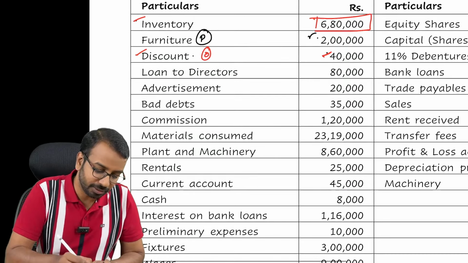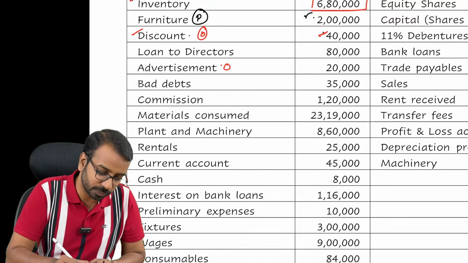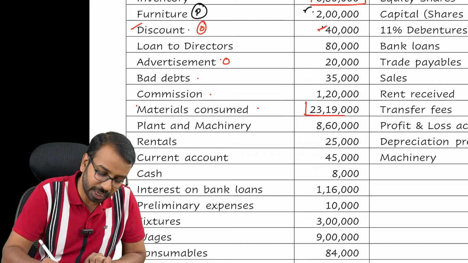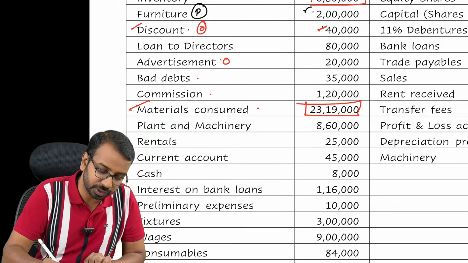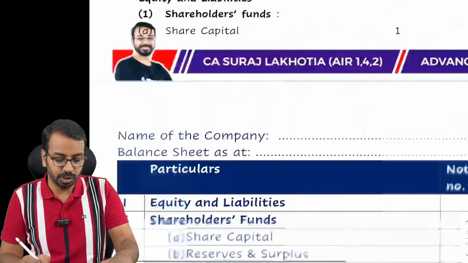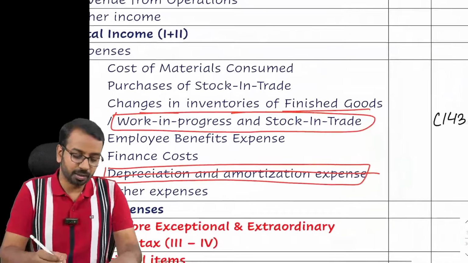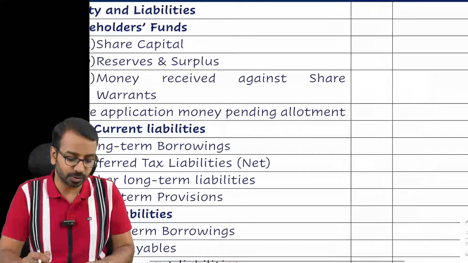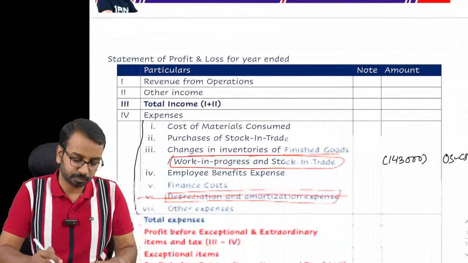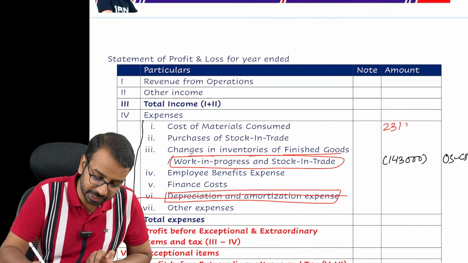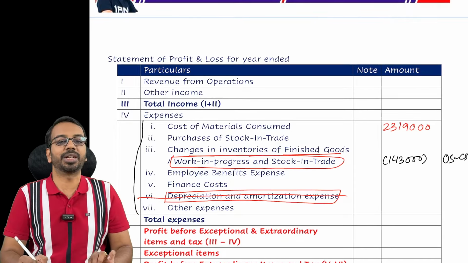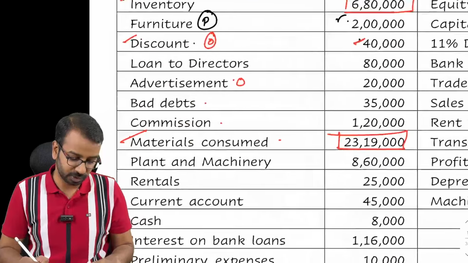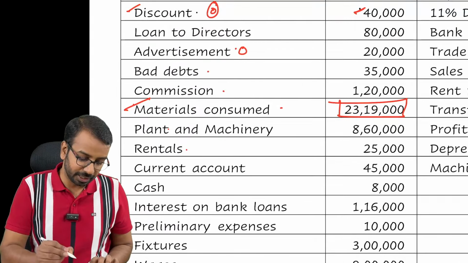All right. Then we have loan to directors, advertisement, other expenses, bad debt, other expenses, commission, other expenses, material consumed. This material consumed, we have a specific place in the P&L, which is 23,19,000. So under P&L, material consumed, what is the amount? 23,19,000. 23 lakhs 19,000 is the cost of material consumed that is directly given to us. Okay, then so this is also done. Then plant and machinery rental is other expenses.